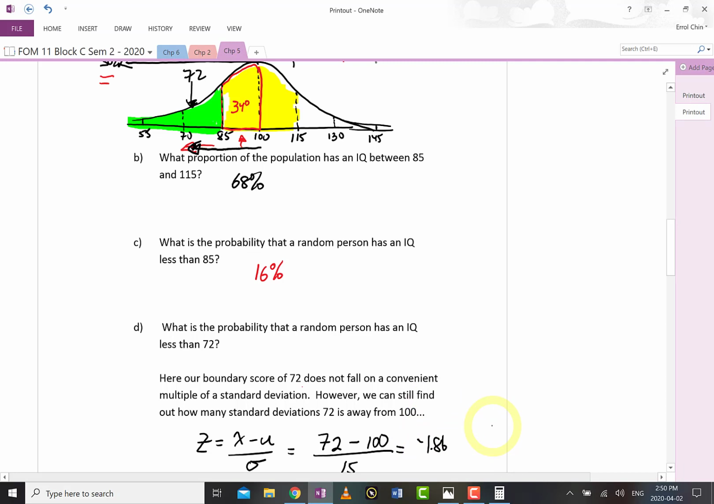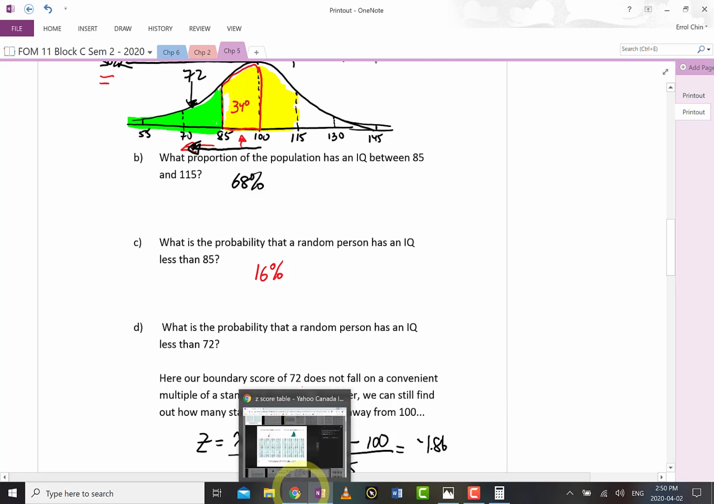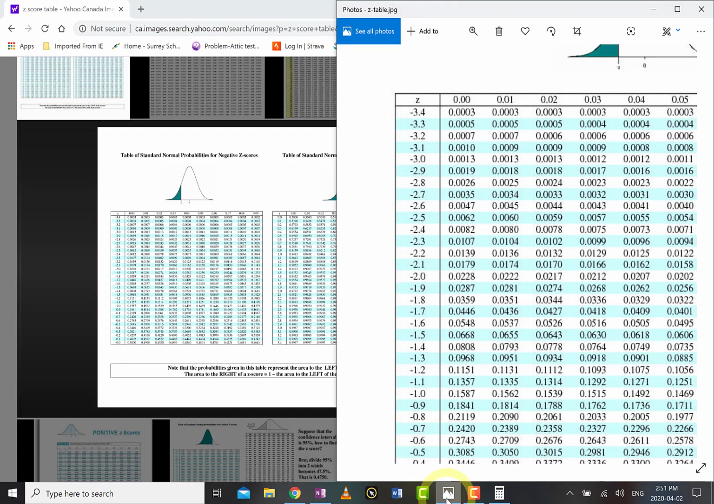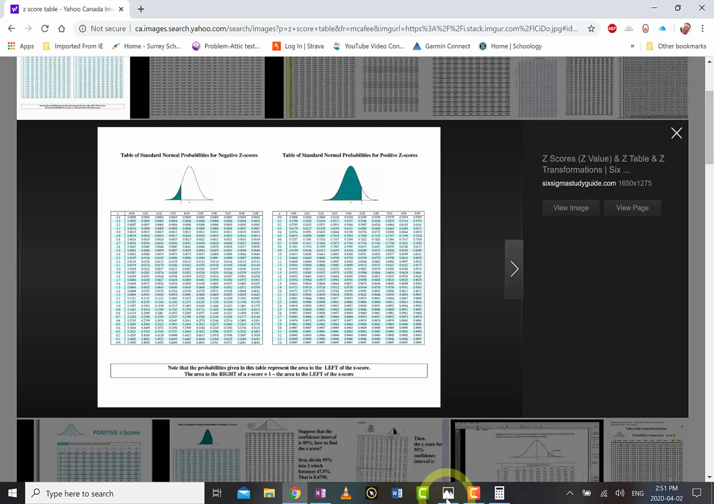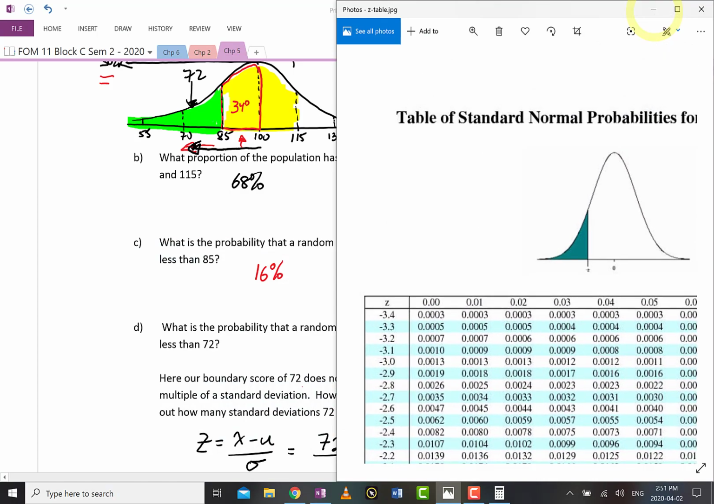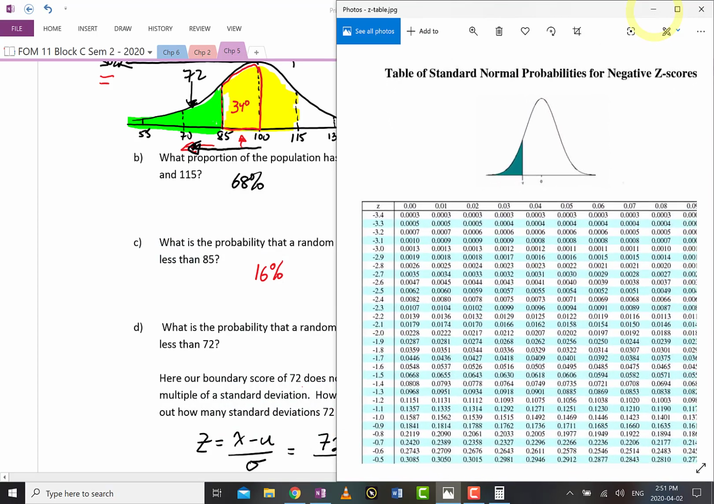Now, there's a table. It's called the standard normal table, and you can find that on the web, and I've already done that. Here it is. Let me just open up the actual photo itself. You can look that up on Google. That's all I did. And here is what's called a Z table.